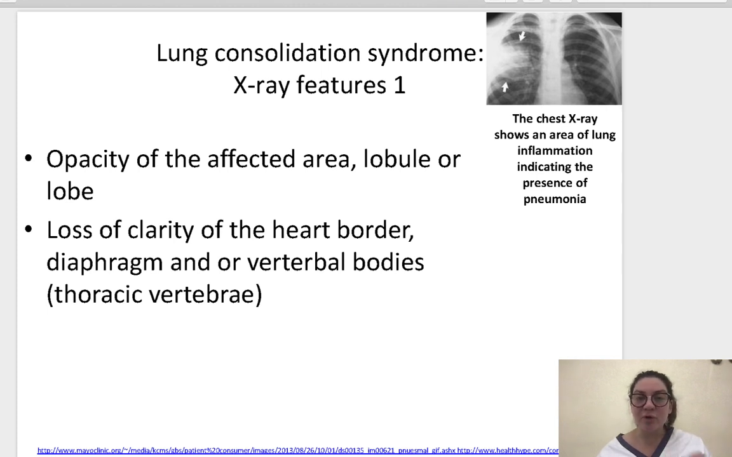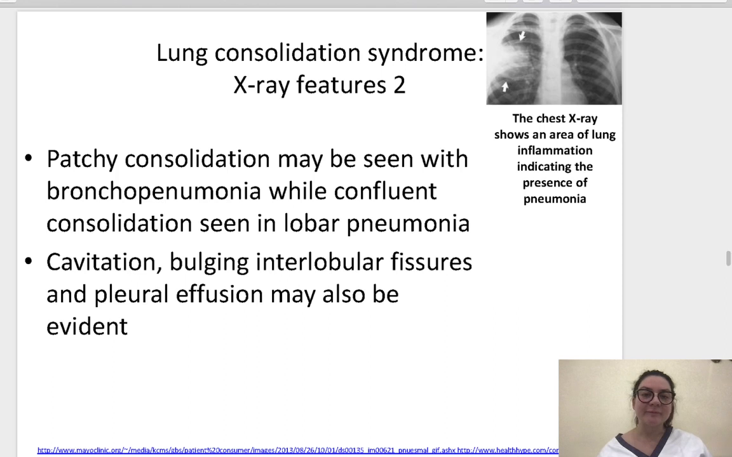And here you see a very bright picture. It is very dense consolidation that's shown in this chest X-ray in an area of lung inflammation, indicating the presence of pneumonia. And from anatomy, you remember that it is the right upper lobe. Other X-ray features: patchy consolidation may be seen with bronchopneumonia, while confluent consolidation is seen in lobar pneumonia. Cavitation, bulging interlobar fissures, and pleural effusion may also be evident in some cases. The picture is the same as the previous one.